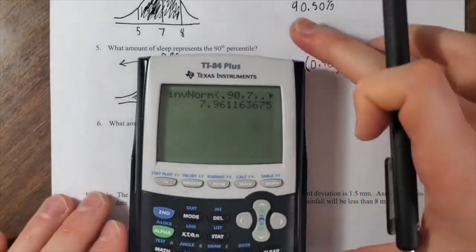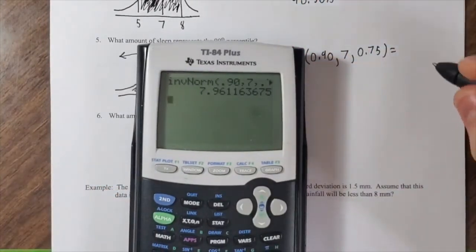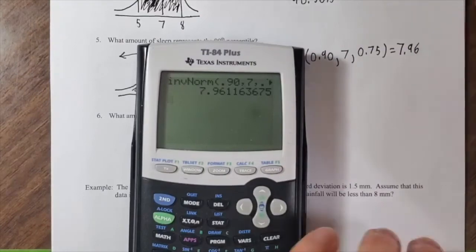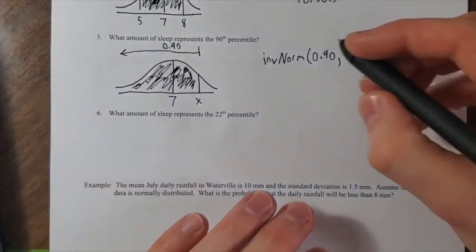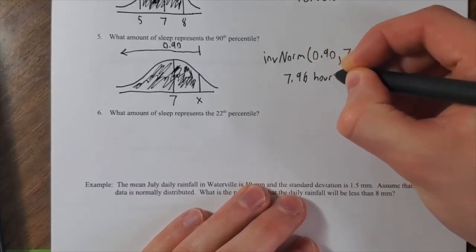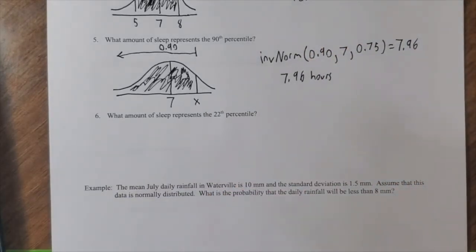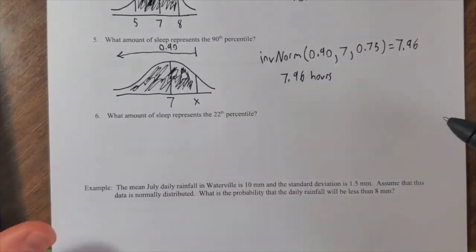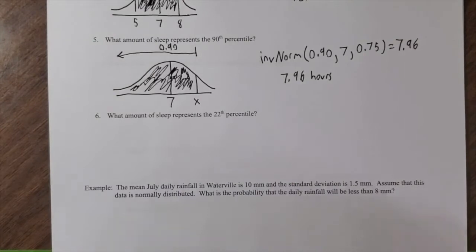Now let's see what we get here. We get 7.96. So our 90th percentile is 7.96 hours, meaning that 90% of our students sleep 7.96 hours or less than 7.96 hours.